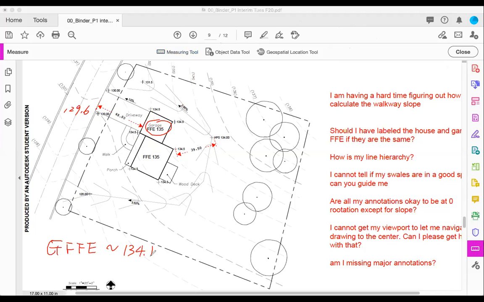Assuming, yeah, we went through why this would be, it would be better to be below. GFFE would be better. FFE minus 0.5.